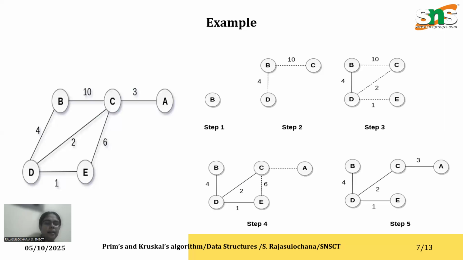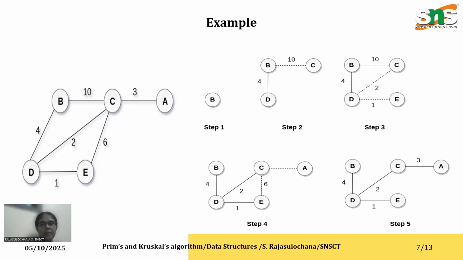Here the connected graph is given. You should remember that you can construct a spanning tree or a minimum spanning tree only for a connected, undirected graph. For other kinds of graph, a spanning tree cannot be constructed. Now look at this graph. We will start from the vertex B. Here B is chosen as the source vertex.